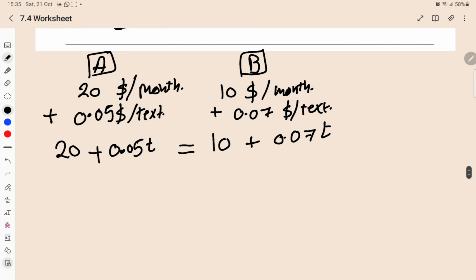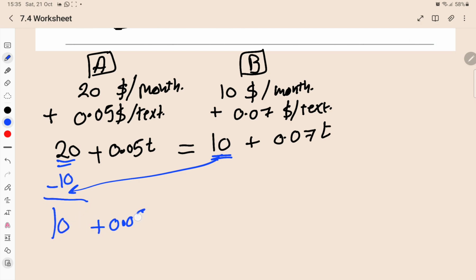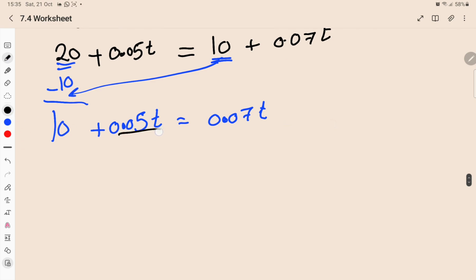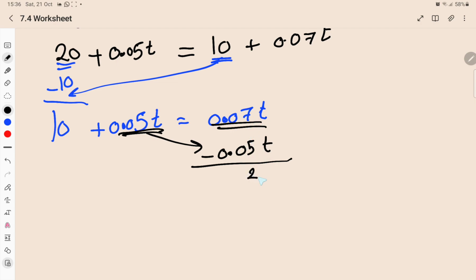And now let's try to combine the like terms. 10 and 20. So 20 minus 10 is just 10 plus 0.05 T equals 0.07 T. And now let's combine again 0.05 T and 0.07 T. It can move with negative. 0.07 T subtract. Sorry, this is 5. So 7 minus 5 is 2. So 0.02 T equals what?